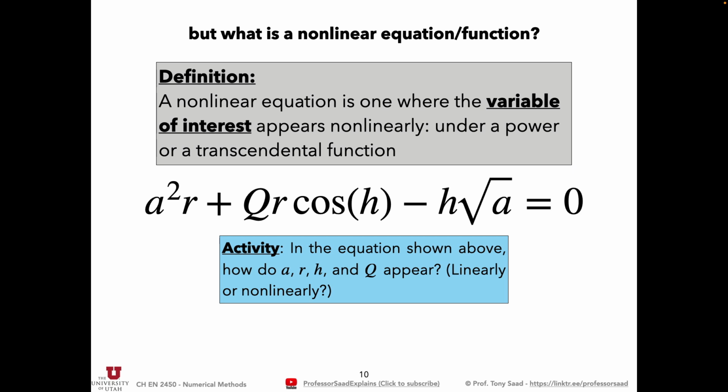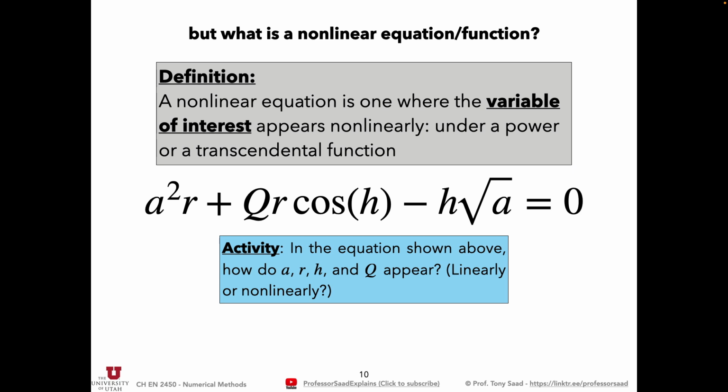All right, let's start with A. Does A show up linearly? No. Okay, why? We got A squared, and we have the square root of A, right? So it shows up nonlinearly. What about R? Linear, that's correct. It's multiplied by A squared, but R itself doesn't show up nonlinearly, okay? It's just scaled by A squared in a linear fashion. Same thing with Q. Cosine H multiplies R. R shows up linearly. What about H?